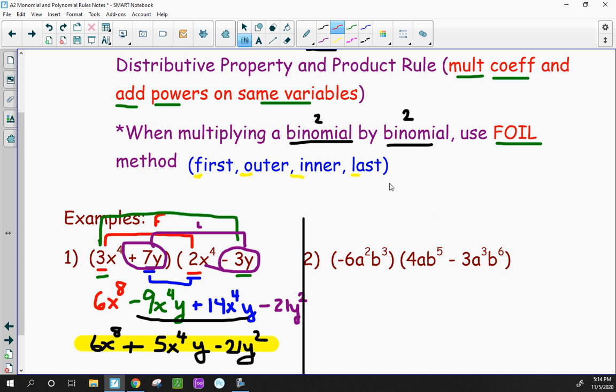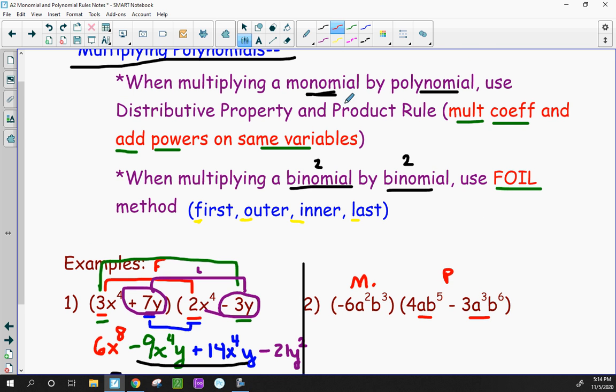Alright, second example, I want you to notice in the first parentheses here, there is one term. I do not see a plus or a minus sign. I see a negative, but it's attached to the 6. So this is a monomial. In the second parentheses, I see two terms separated by a big minus sign. This is a polynomial. When you are multiplying a monomial by a polynomial, you're going to use the distributive property and the product rule.